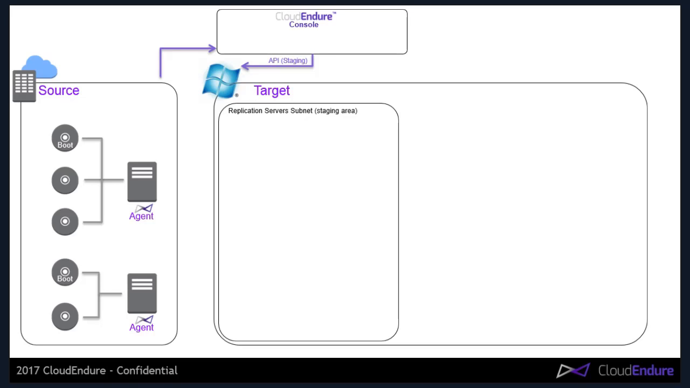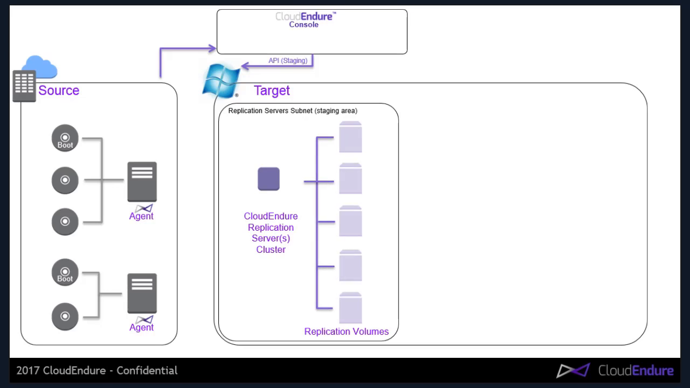And the console then makes an API call to the target Azure region of choice and creates this staging area in that staging area subnet. So that staging area, the way that we're able to reduce the cost dramatically, is that for every 10 servers roughly replicating from the source environment concurrently, we create a single tiny Linux-based replication server that keeps the data in sync.